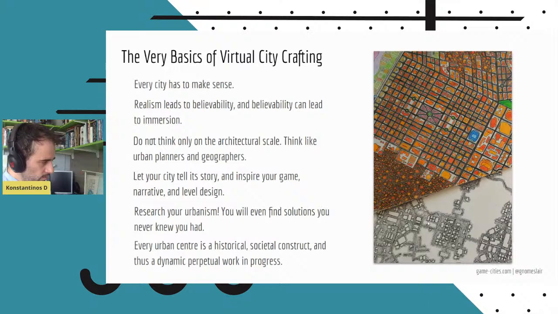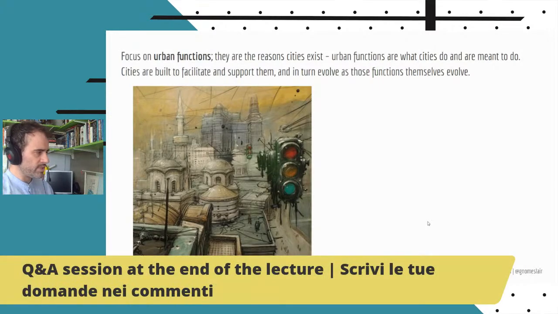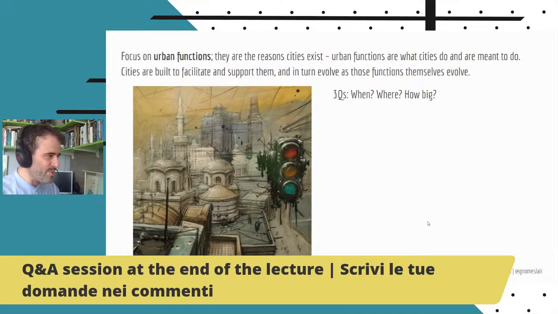And keep in mind that every urban center is a historical societal construct, and thus something that is never finished. It is dynamic, and it is a constant and ever evolving, or devolving in certain cases, work in progress. Definitely focus on urban functions. Those are core concepts in the sciences that have to do with cities, for they are actually the reasons cities exist. Urban functions are what cities do and what they are meant to do. Cities themselves are built to facilitate and support them, and in turn evolve as those functions evolve. And we will be discussing them a bit more further on. For now, just keep in mind that urban functions are an important thing to keep in your mind when designing.